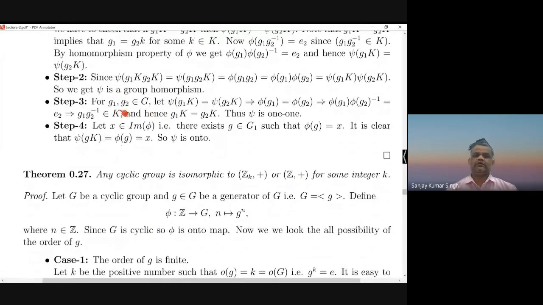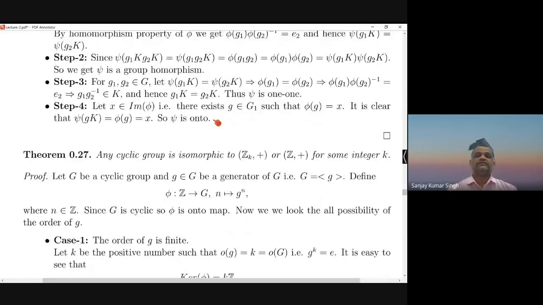And easily you can check that psi is one-one. Why? Because psi of G1k is equal to psi of G2k implies that phi G1 is equal to phi G2. And phi of G1 G2 inverse is equal to identity, which implies that G1 G2 inverse belongs in K, and hence G1k is equal to G2k.